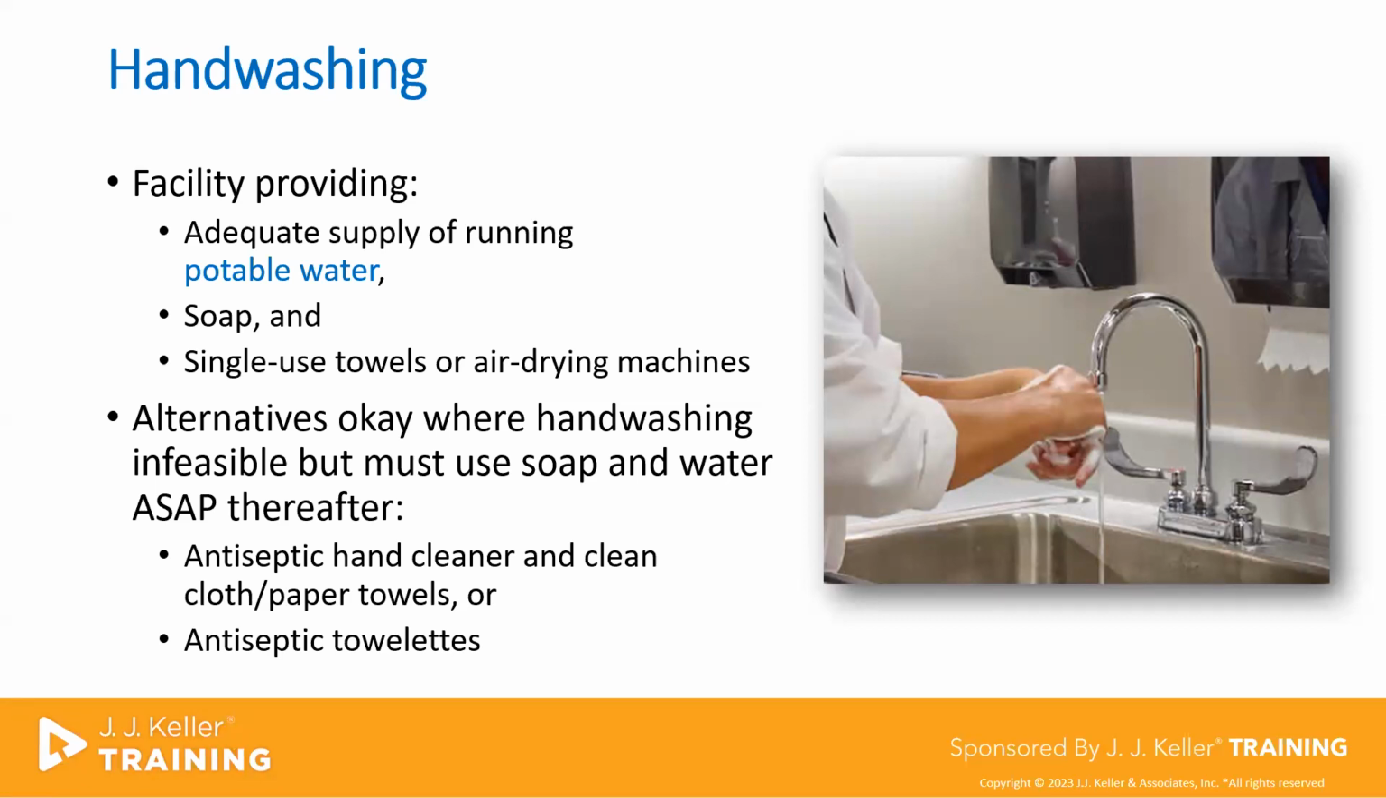Antiseptic hand cleansers in conjunction with a clean cloth or paper towels or antiseptic towelettes are examples of acceptable alternatives to soap and running water. But now these alternatives are only acceptable at sites where it's infeasible to provide soap and running water, such as a crime scene, traffic accident, or fire scene. And when alternatives are used, workers must wash with soap and running water as soon as feasible.